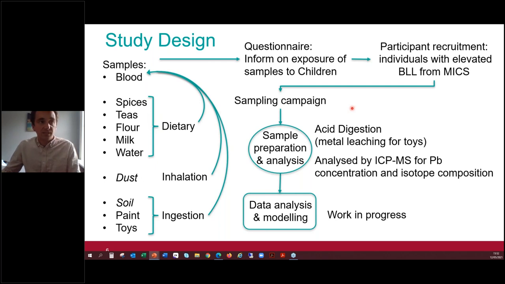And that's the stage we're at now. So I'm going to be presenting some of the data that we've got from these samples. And we're just in the next steps now of performing some data analysis, modeling, and statistical testing on the data, and bringing together the information of the concentration, the isotope information, and the information gained from the questionnaire to try and put together a whole picture.